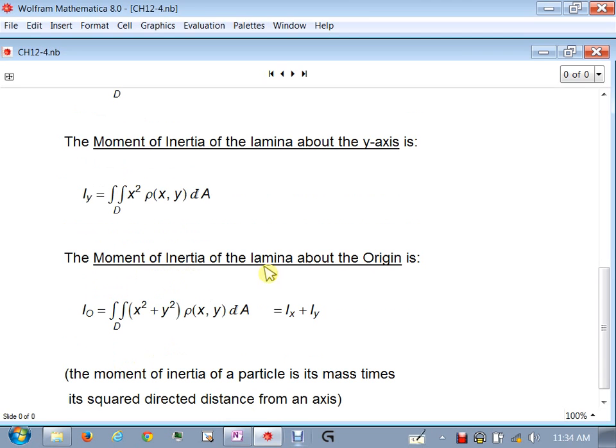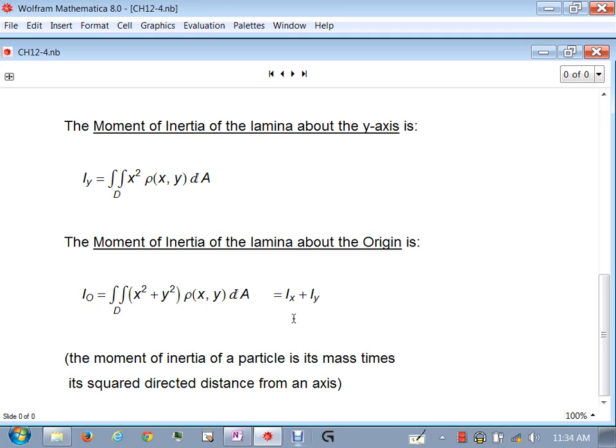The moment of inertia about the origin is I-O, for origin, and it's just the sum of the two moments the other direction, around the x and then around the y. The moment of inertia of a particle is its mass times its squared directed distance from the x-axis, or from an axis. So it's just another computation, right? Just throwing in another x or another y. That's it. There's no more notes here. Questions?